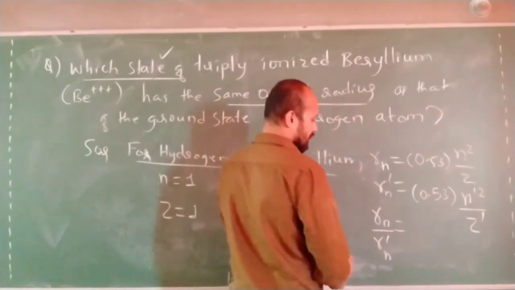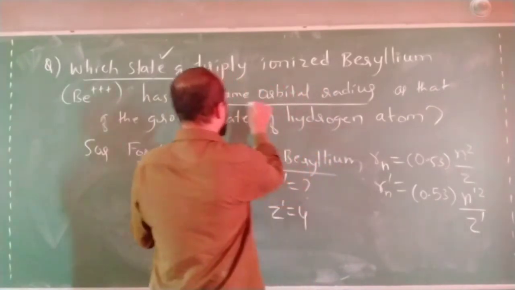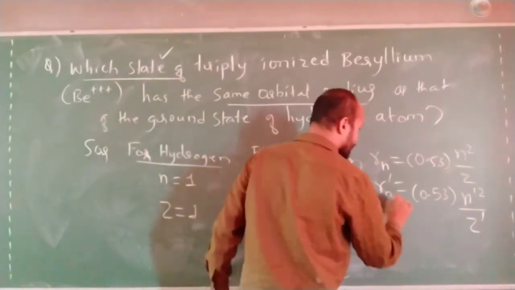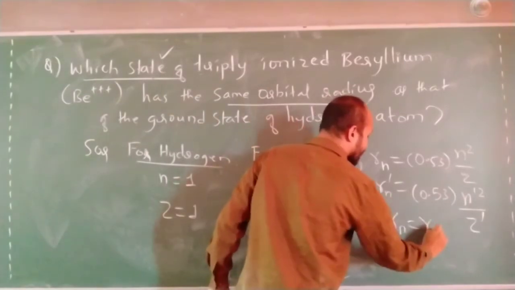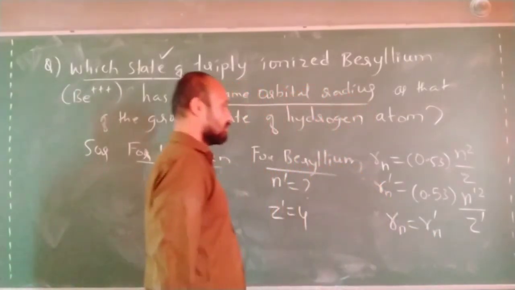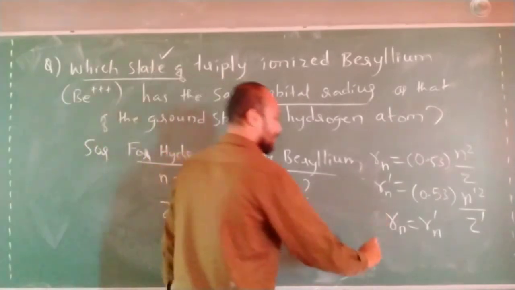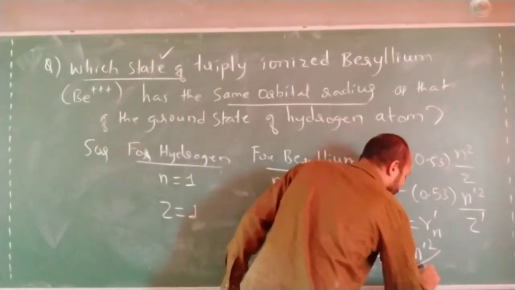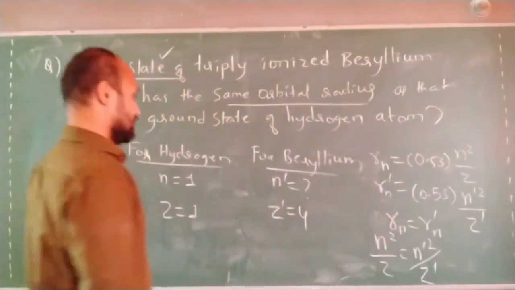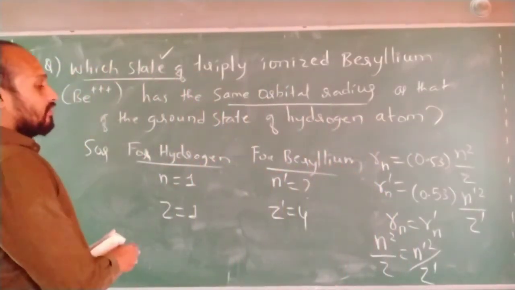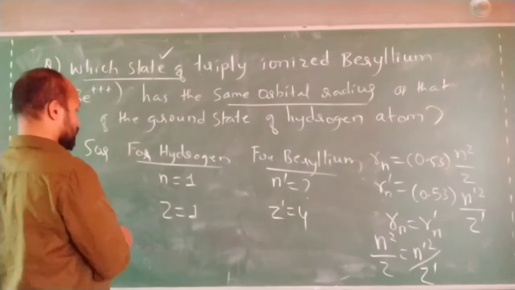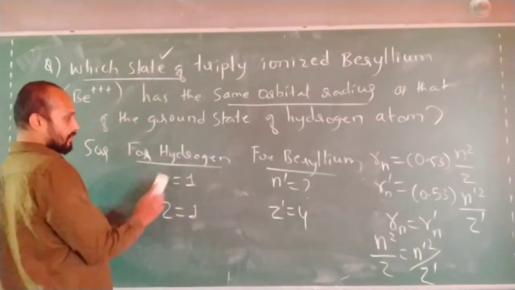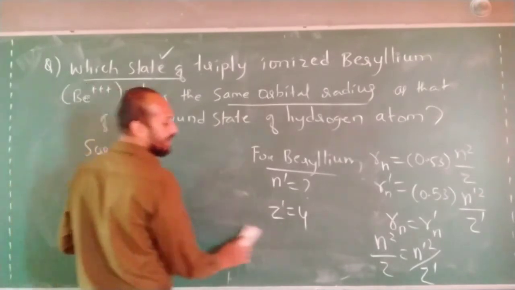Correct, no? Look at this. Both are having the same orbital radius. Given in the question, Rn is equal to Rn dash. So when they are equal, n square by Z is equal to n dash square by Z dash. We'll find the value. I'm going to rub here. I need to find n dash.